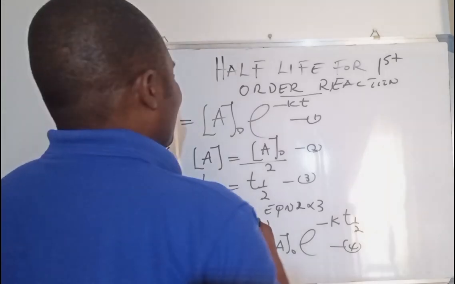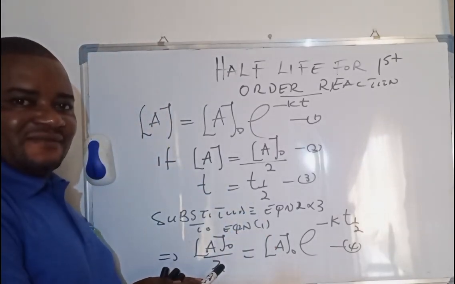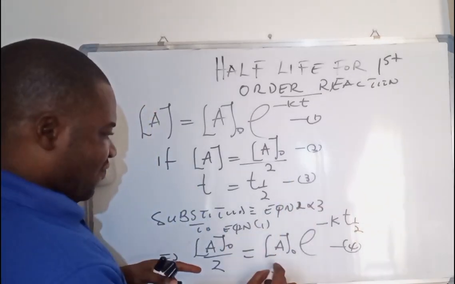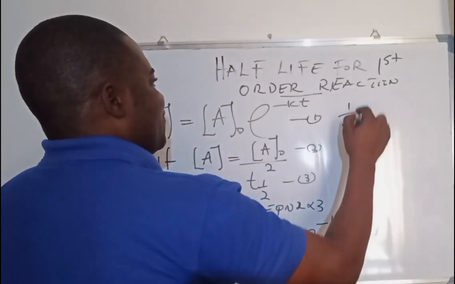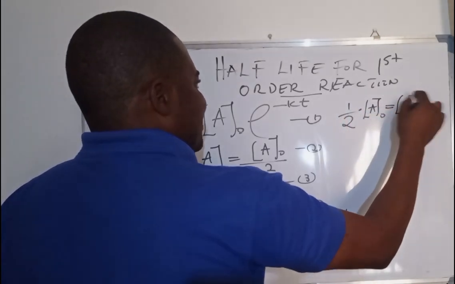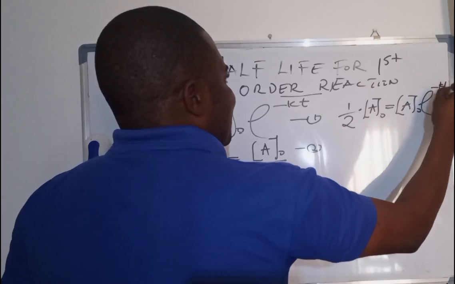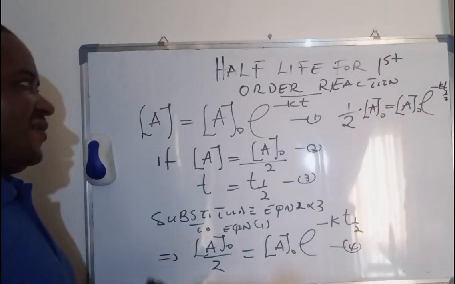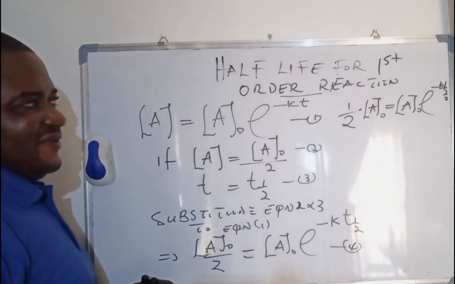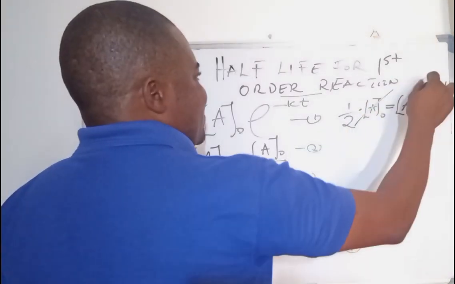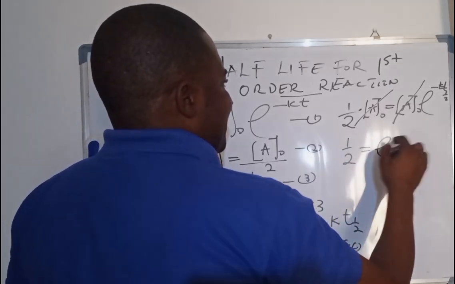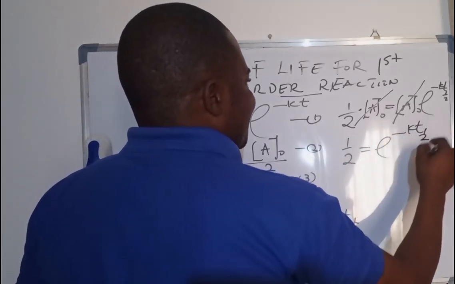So equation 4 can be rewritten so we can possibly link it to our calculation. We can say our equation 4 can be written as 1 over 2 times A0 is equal to A0 to the exponent of minus k t half. That's our equation 5. And with this, it is simple. We know that, of course, this will cancel this. So we can have a half is equal to the exponent of minus k t half. This is equation 6.